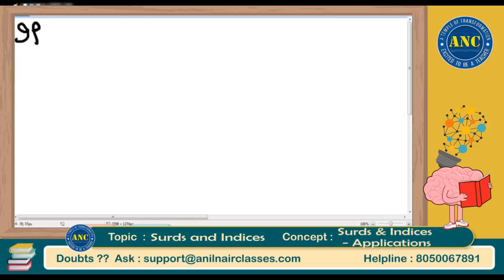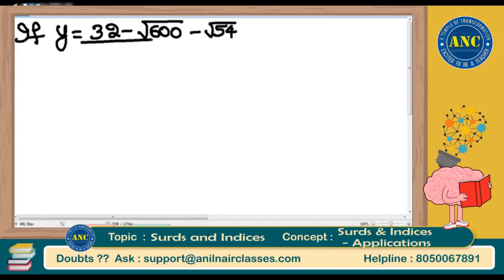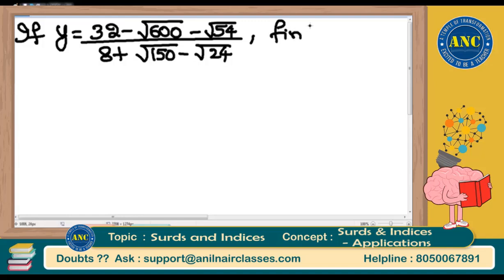Listen carefully. If y is equal to (32 minus root 600 minus root 54) divided by (8 plus root 150 minus root 24), then find the value of root y. That means whatever expression they have given, I need to find the square root of that expression.